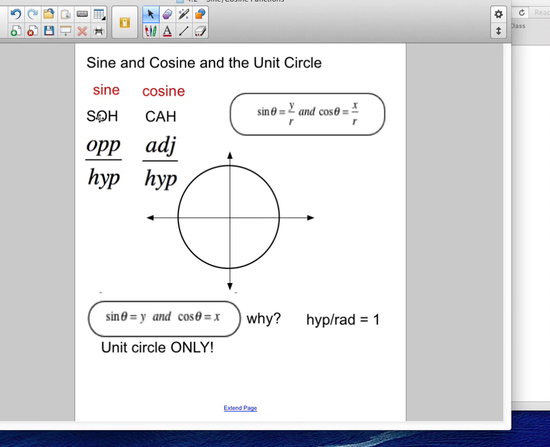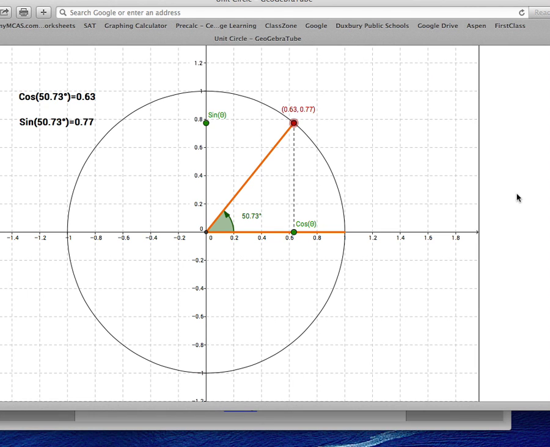So sine was SOH, which just meant opposite over hypotenuse. And cosine was CAH, adjacent over hypotenuse. So really, opposite and adjacent is the only thing that's different. They're both over the hypotenuse. Well, we can think of sine of theta as y over r, and cosine of theta as x over r. So how does that really work?